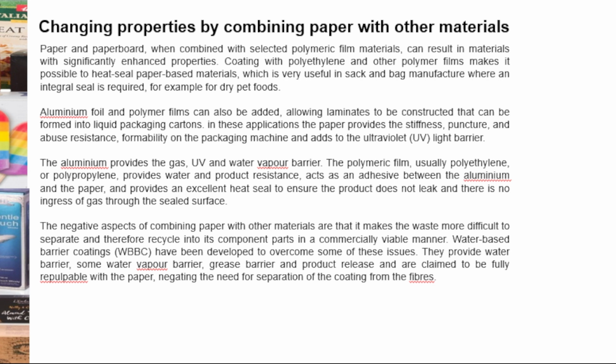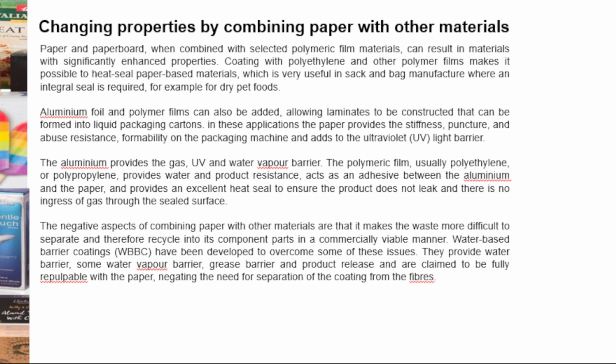In this application, the paper provides the stiffness, puncture, and abuse resistance for mobility on the packaging machine and adds to the ultraviolet (UV) light barrier. The aluminum provides the gas, UV, and water vapor barrier. The polymeric film, usually polyethylene or polypropylene, provides water and product resistance, acts as an adhesive between the aluminum and the paper, and provides an excellent heat seal to ensure the product does not leak and there is no ingress of gas through the sealed surface.